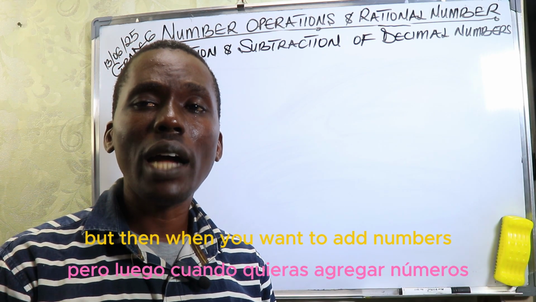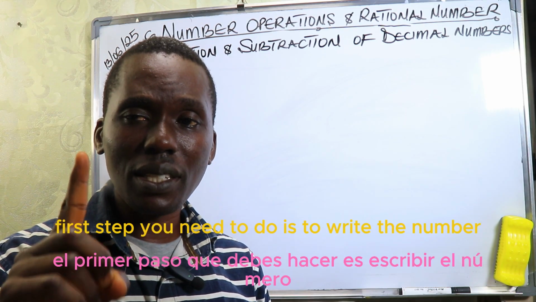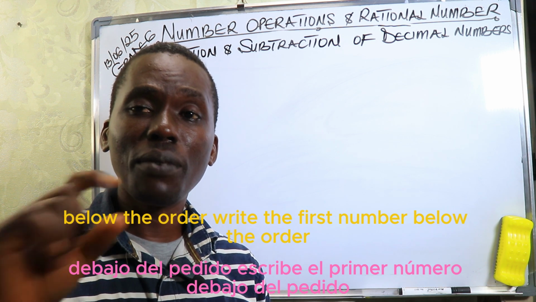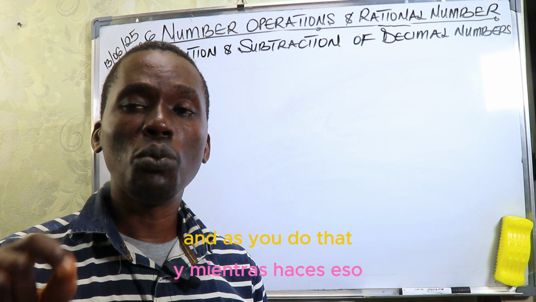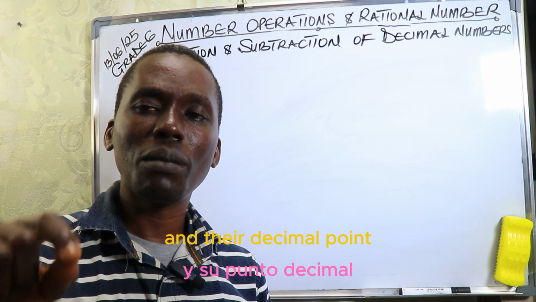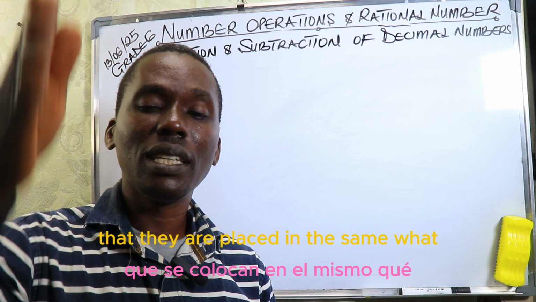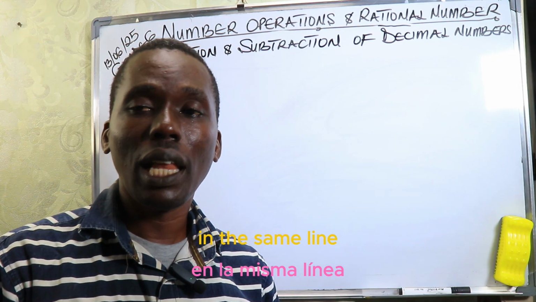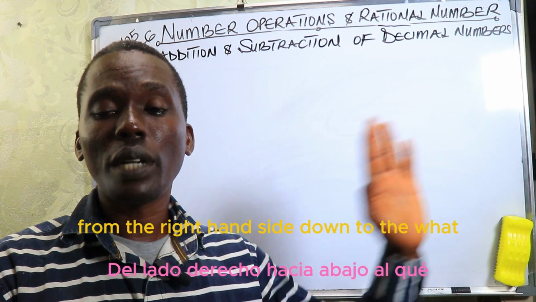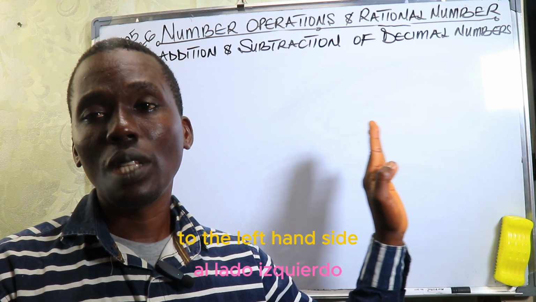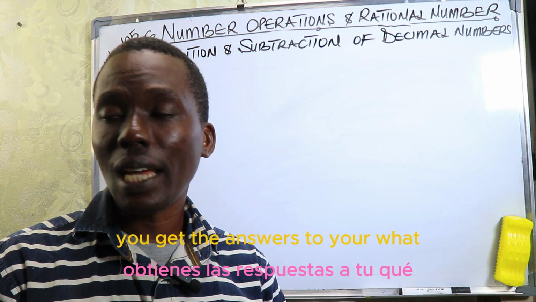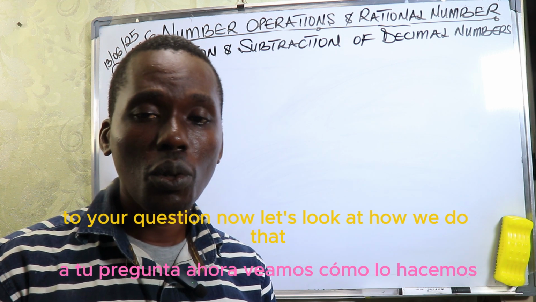But then when you want to add numbers, the first step you need to do is to write the first number below the other. As you do that, make sure you align their place value and their decimal point, so that they are placed in the same line. The second part is that you should start your addition from the right-hand side down to the left-hand side. When you do that correctly, you get the answer to your question.